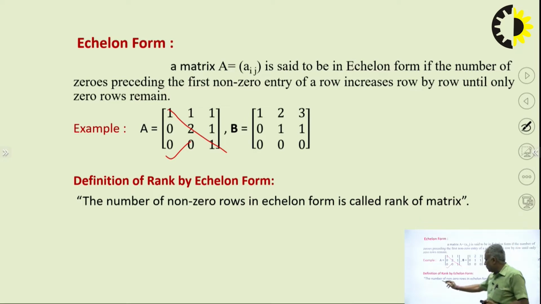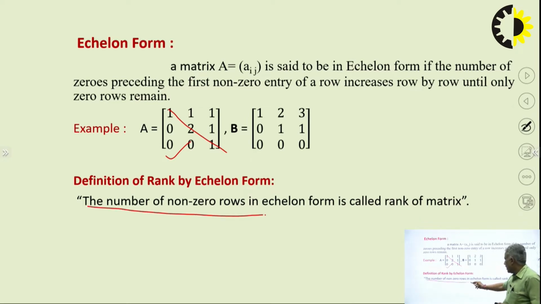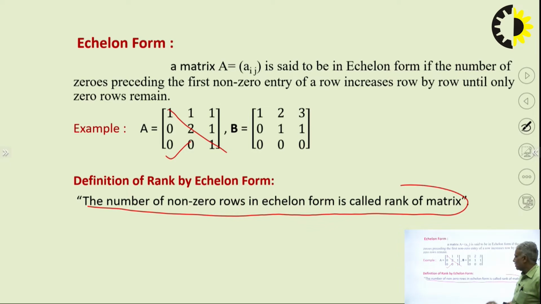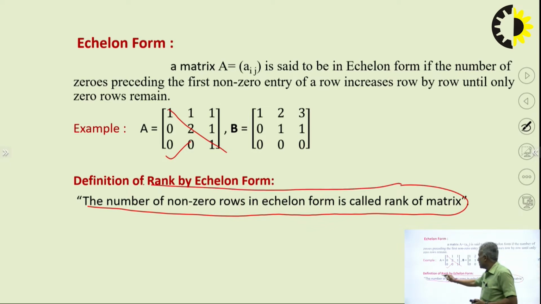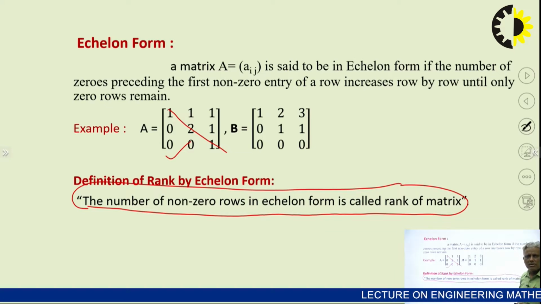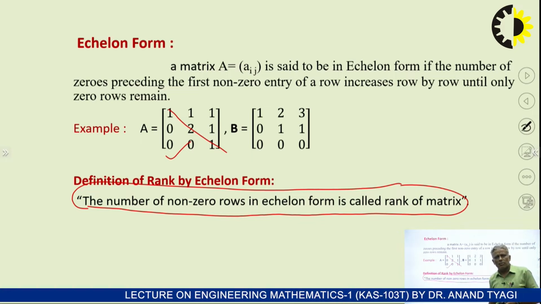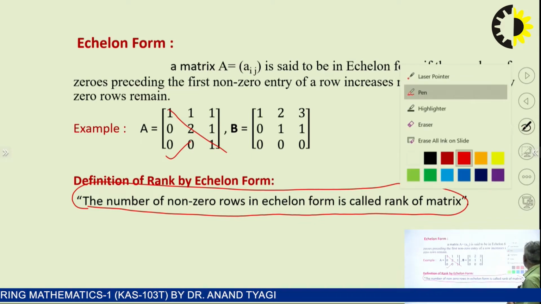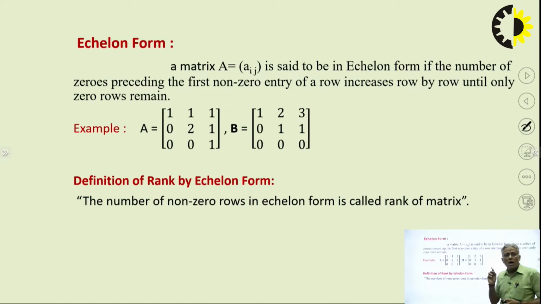The number of non-zero rows in echelon form is called the rank of the matrix. So how to calculate? This is another criterion, by using elementary row transformations and elementary column transformations. But first of all, students should keep in mind how to calculate the upper triangular matrix and lower triangular matrix, and then how to calculate the echelon form.